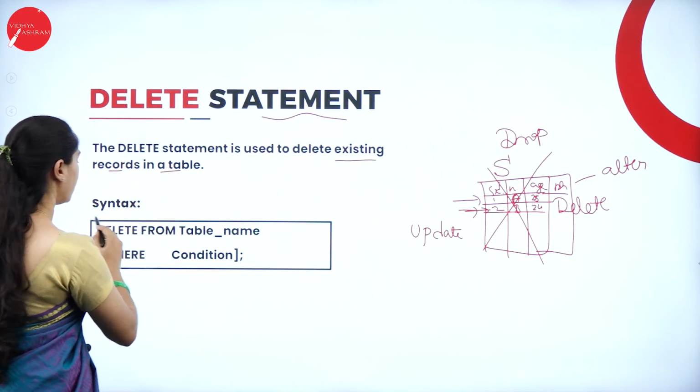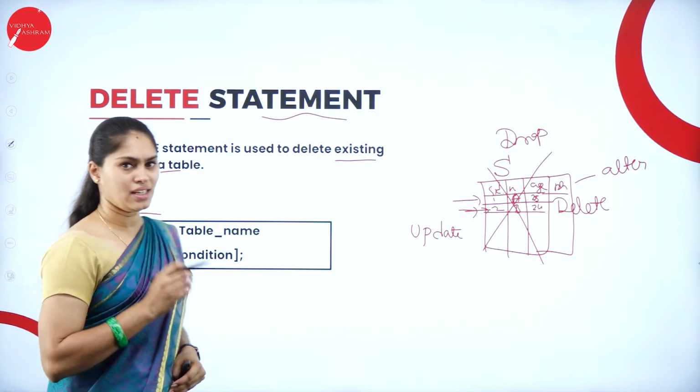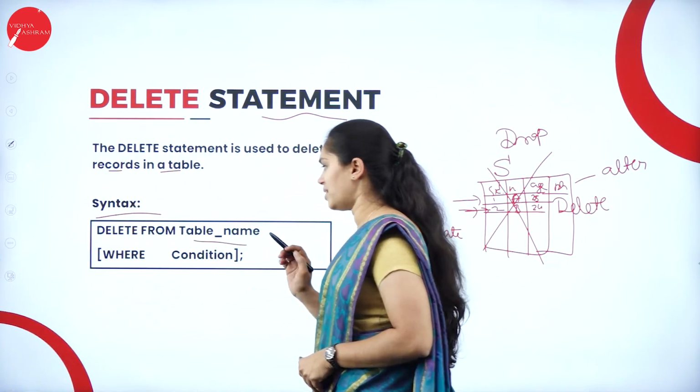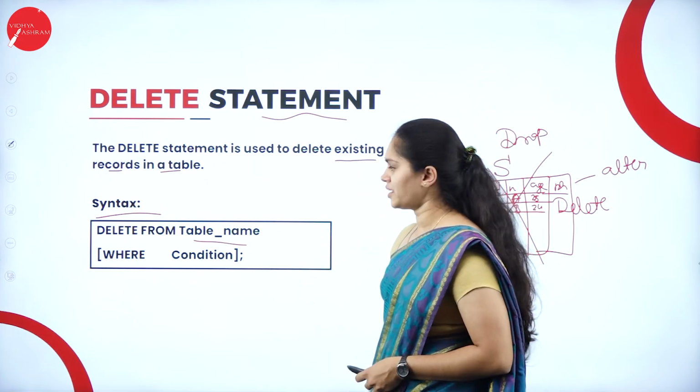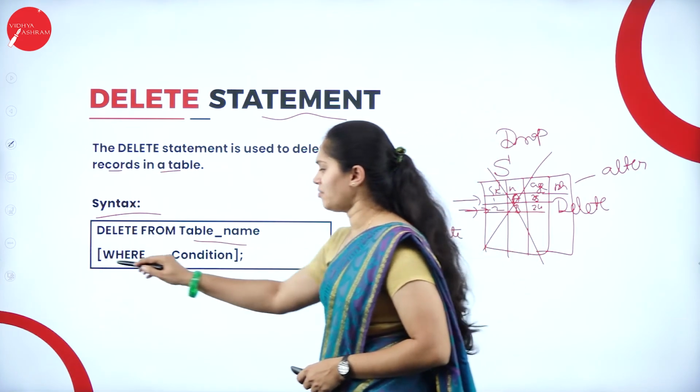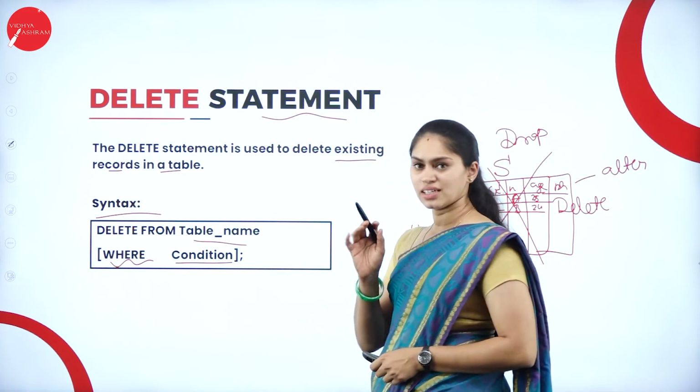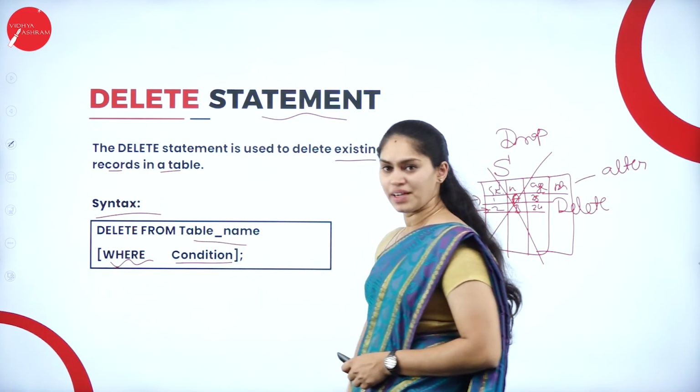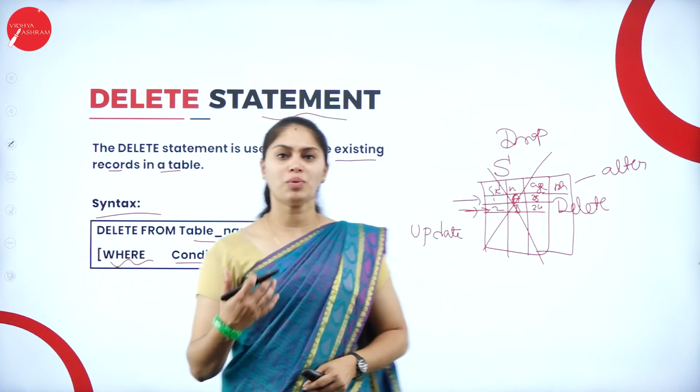So what is the syntax of this delete statement? Delete from table name that I wanted to delete. So here delete from table name, and we can give a condition, a where condition. So under the where clause, we have to specify a condition. How are we going to do that?